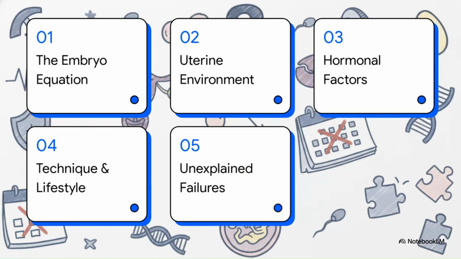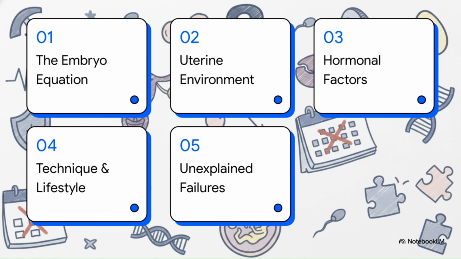So, let's quickly look at our roadmap for today. We'll be covering 1. The embryo equation, 2. The uterine environment, 3. Hormones and systemic factors, 4. Technique and lifestyle, and 5. Unexplained and next steps. Seeing it laid out like this really helps make an overwhelming topic a lot more systematic and understandable.